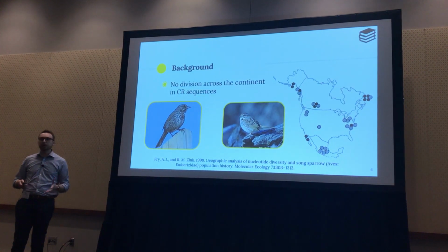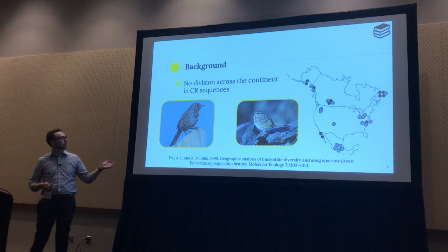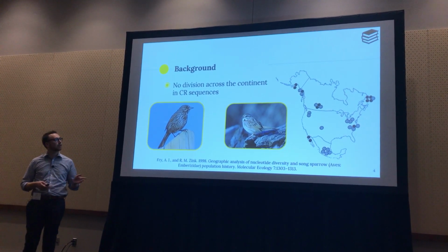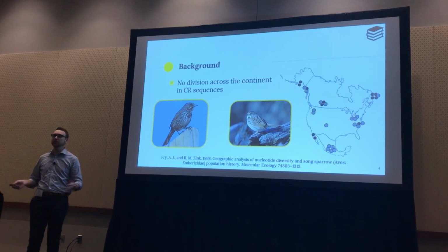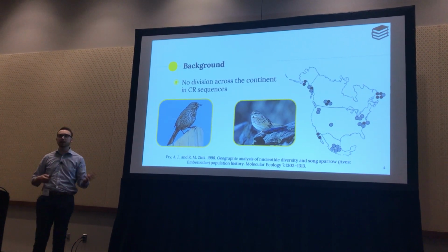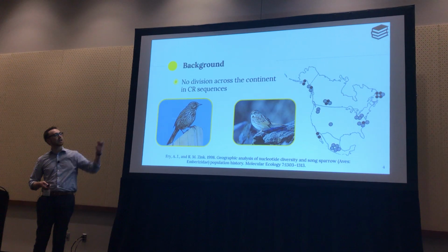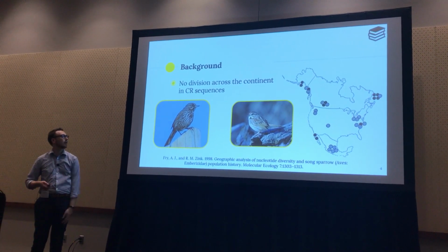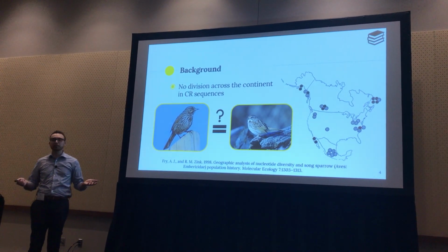So just a little bit of background about what we know about the genetics of the song sparrow. Some folks set out to sequence the mitochondrial control region a while ago, and they surprisingly found that despite this incredible phenotypic diversity and this giant range, there is no structural variation in mitochondrial genes across the entire continent. So an individual in Alaska might have the same genotype as an individual in Mexico. And so that kind of begs the question then, well, where did all this diversity come from?